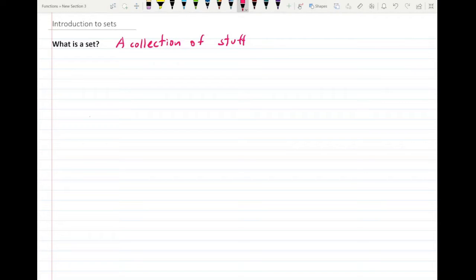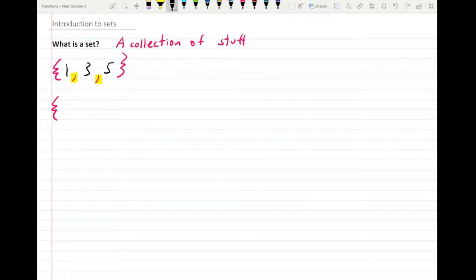For example, if we take the numbers 1, 3, and 5 and form a collection with them, that is a set, which we indicate using these curly braces, and separating each thing in the set, or element of the set, with a comma. Now, because everything that fits this collection of stuff definition is a set, there's a lot of flexibility on what can be a set.